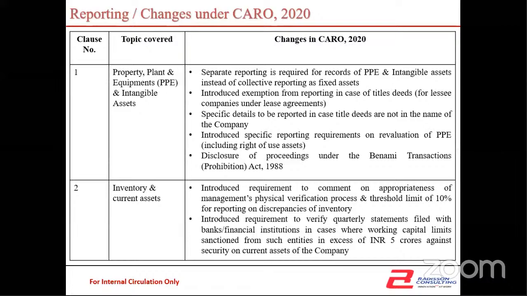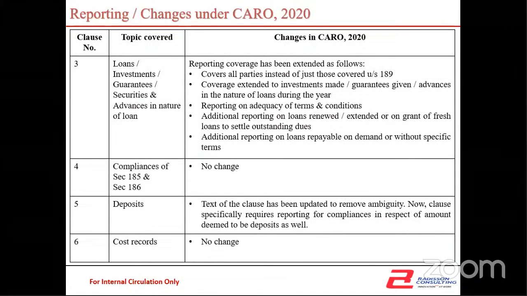The amount has to be in excess of 5 crores and it has to be again security on current assets of the company. So if the loan has been secured on any immovable property or any other non-current asset, then those loans will not be covered. So all these 5 conditions need to be satisfied for an auditor to be required to report under this clause. Sub-clause number 3, loans, investments, guarantees, securities, and advances in the nature of loan.